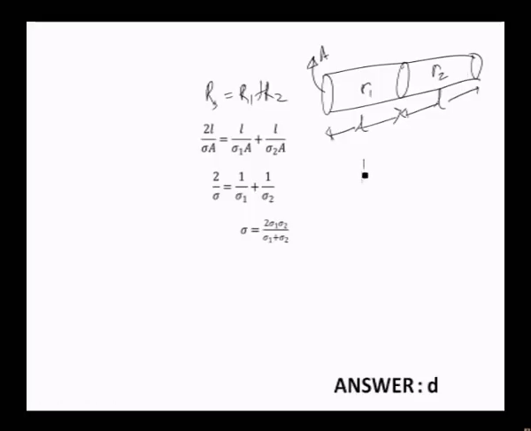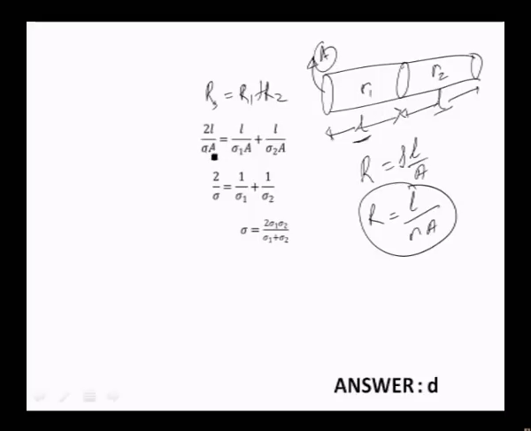We have a basic formula, R is equal to rho L divided by A. This can be written as R equal to L divided by sigma A, since the reciprocal of resistivity is conductivity. By taking the help of this equation, we can write the total resistance as 2L by sigma A. Why am I taking 2L? The total length is L and L, so it becomes 2L. Sigma is the total effective conductivity and the area is the same for the two. R1 can be written as L divided by sigma 1 into A, because lengths are the same, plus R2, which is L divided by sigma 2 into A.